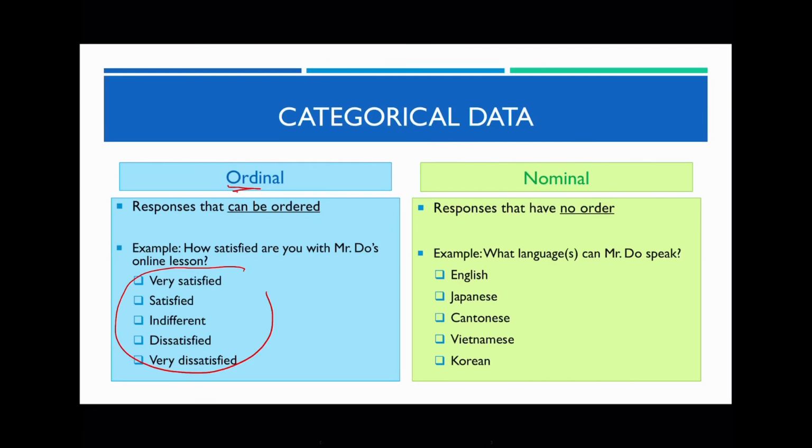In contrast, nominal data are responses that have no particular order whatsoever. An example could be: what languages can Mr. Doe speak? I could answer English, Japanese, Cantonese, Vietnamese, or Korean. In this case, I can't really order the languages at all. There's no superiority or hierarchy, so this is an example of nominal data. Other examples of nominal categorical data include colors, because you can't put a rank on a color. If I say the favorite colors are black, green, and yellow, there really isn't a ranking between those three colors at all.